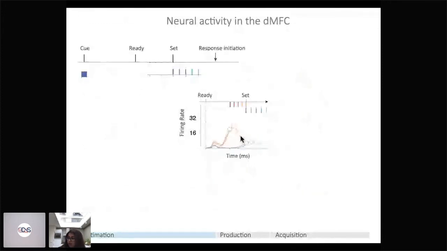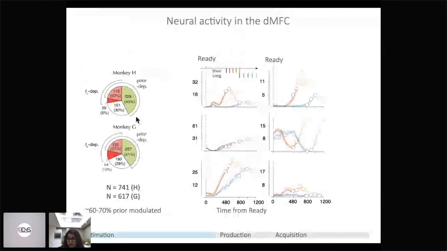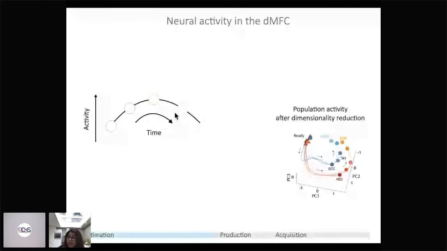So this type of neuron that modulates in this specific manner, we call prior modulating neurons. And we find that about 60 to 70% of the population that we recorded in both monkeys modulate in this specific manner. We did find a lot of heterogeneity in the data, but one thing that was common was that many neurons increased or decreased their activity and then returned to their original state. Now you could imagine that this collective rise and fall, or fall and rise, of neurons at the population level would manifest in curvature. So that's what we see over here.